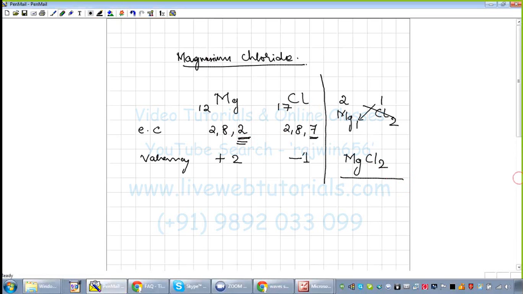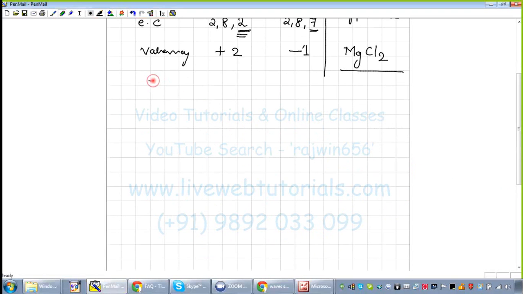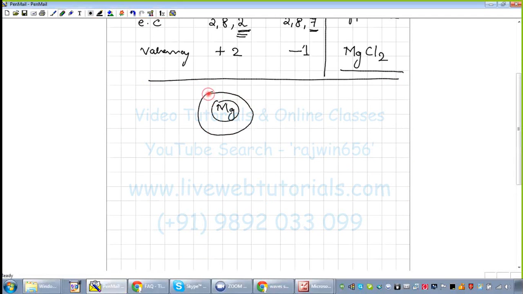We can show the bond formation of magnesium chloride. Nucleus of magnesium atom, the outermost orbit with 2 electrons. There are 2 chlorine atoms, with seven electrons.